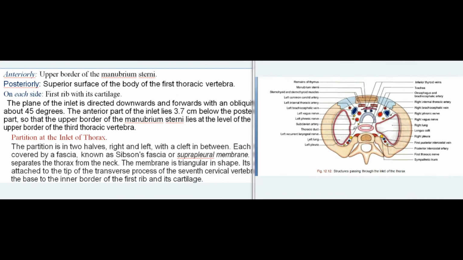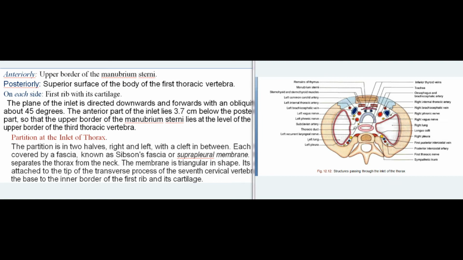Boundaries: anteriorly, upper border of the manubrium sterni. Posteriorly, superior surface of the body of the first thoracic vertebra. On each side, first rib with its cartilage. The plane of the inlet is directed downwards and forwards with an obliquity of about 45 degrees. The anterior part of the inlet lies 3.7 cm below the posterior part, so that the upper border of the manubrium sterni lies at the level of the upper border of the third thoracic vertebra.